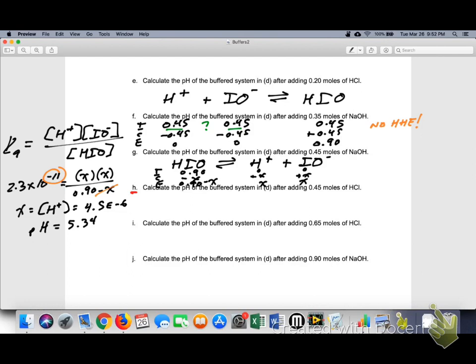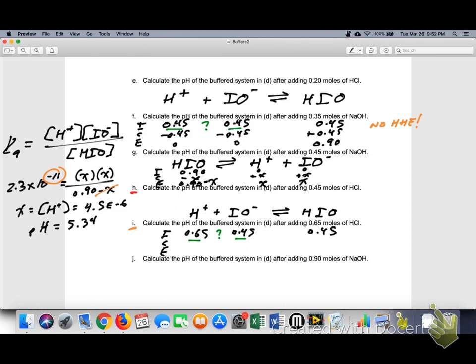All right, so then the next two problems, we're actually going to just blow right through the buffering capacity. We're going to add way too much of the strong acid or strong base and blow the buffer wide open. And so I'm just going to work one of them to show you the example, and you can figure out the hydroxide example yourself. But here it is, right? It's going to start off the exact same way. I'm adding H+, who can help me?